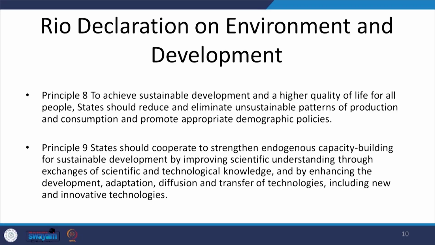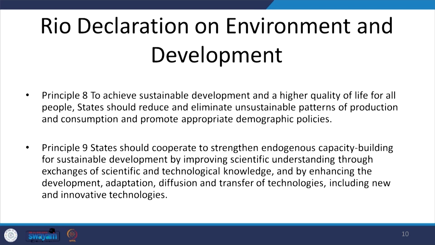Besides this, the consumption pattern of the population, the way people consume, also has to be taken care of, is what it implies. Principle 9 states that states should cooperate to strengthen endogenous capacity building for sustainable development by improving scientific understanding through exchanges of scientific and technical knowledge. This has led to a lot of inter-country exchanges on scientific and knowledge sharing ideas.